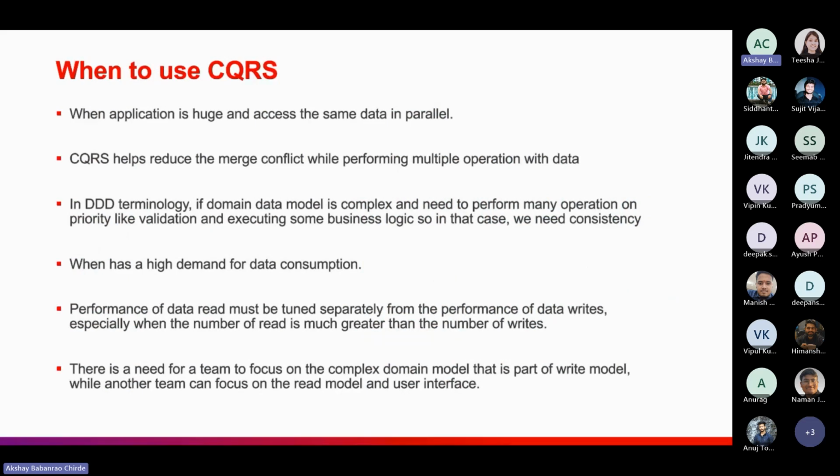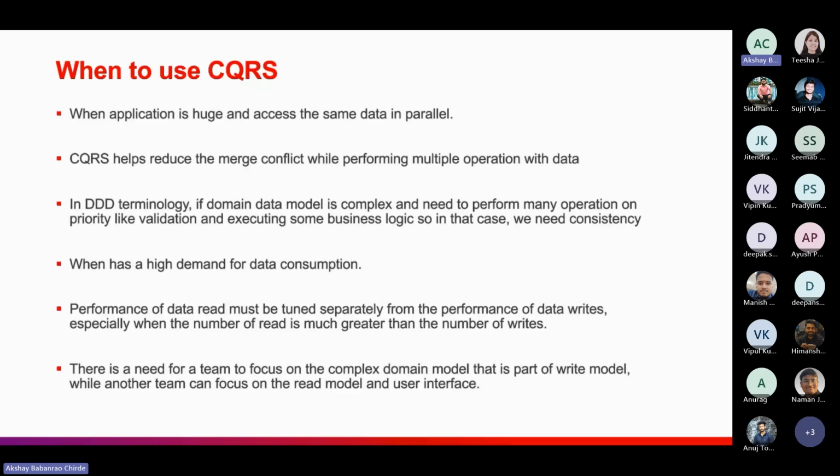When can we use CQRS? When an application is used and accesses the same data in parallel, CQRS helps to reduce merge conflicts while performing multiple operations on the data. In day-to-day terminology, if the domain data is complex and needs many operations on priority, like validations and executing some business logic, then we need consistency. That helps, so in that case we can use this.